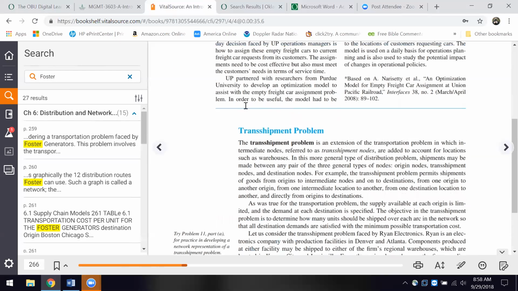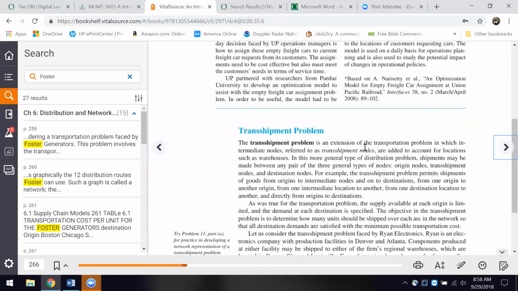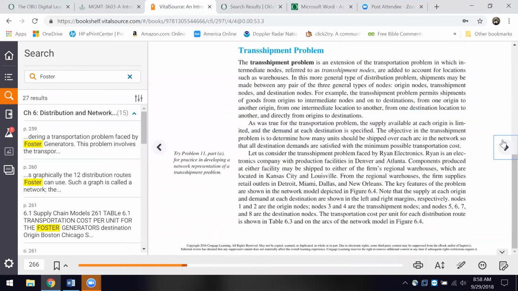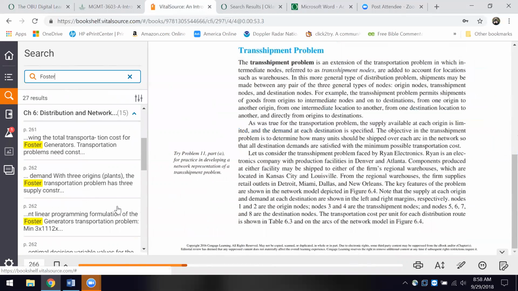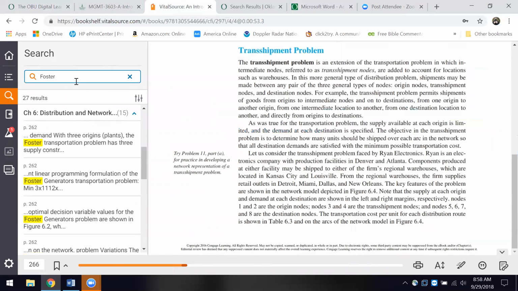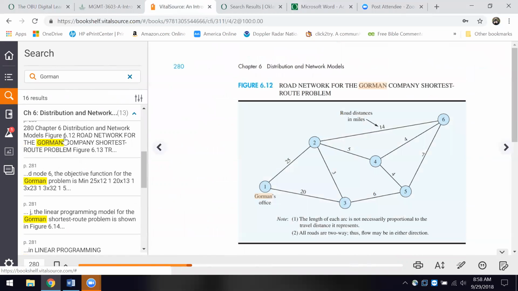Now, we were not only going to look at Foster. We were going to look at Gorman. I'll come back here to VitalSource. I think Gorman gives us the transshipment problem. You can see we've walked through all the notes there. So we'll look for Gorman, and we'll go there.